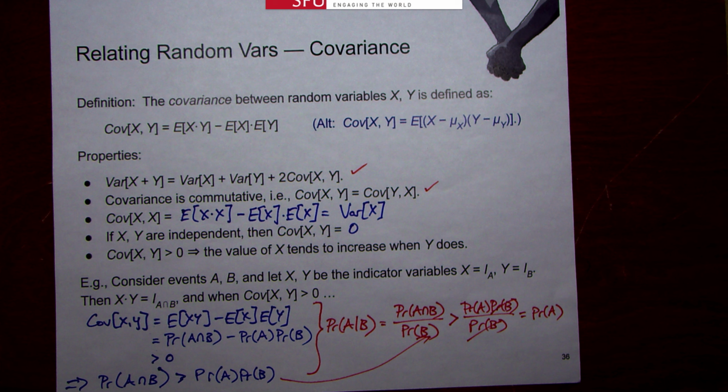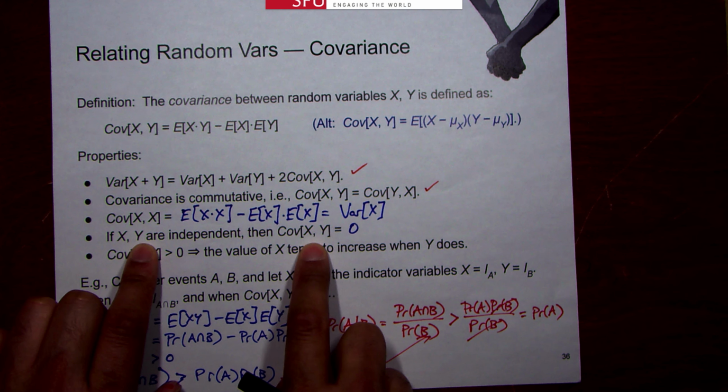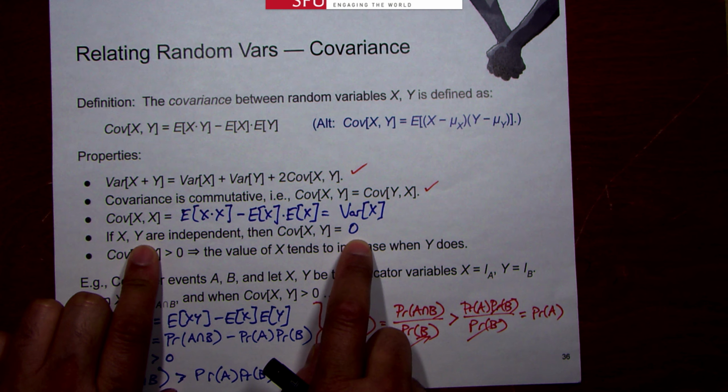The question is, if x and y are independent, then the covariance is 0. It's not an if and only if relationship. You can actually come up with variables that are not independent, but their covariance is 0. So covariance being 0 does not imply independence.